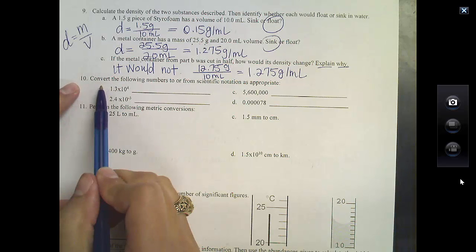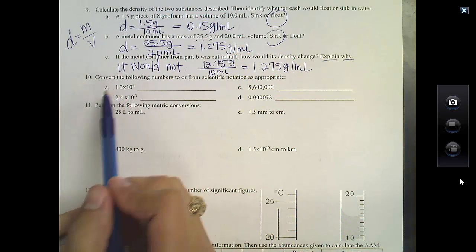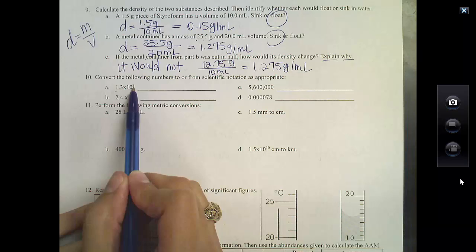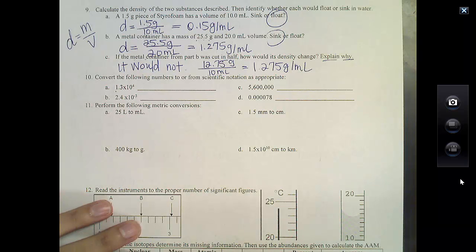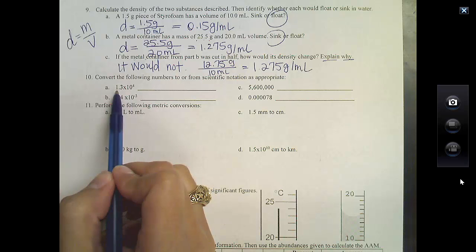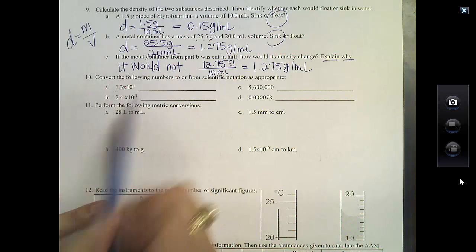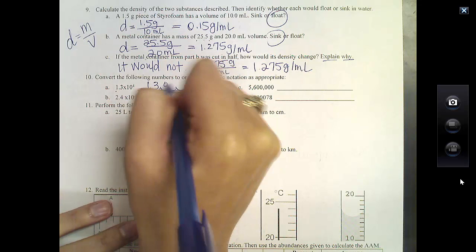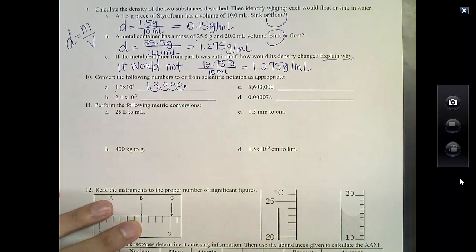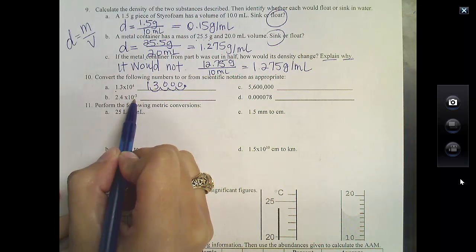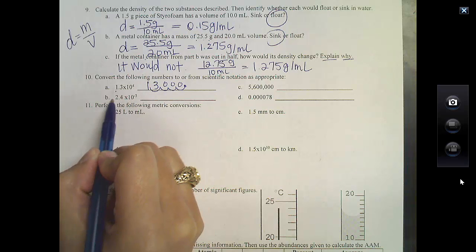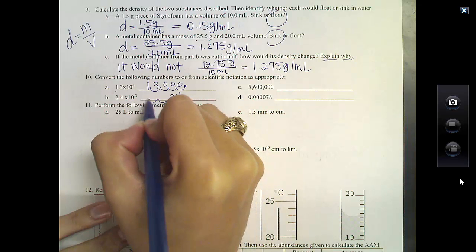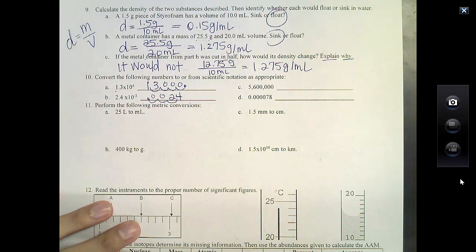Number 10 says convert the following numbers to or from scientific notation as appropriate. So we can see this number is already in scientific notation. So 1.3 times 10 to the 4th. That 4 means I move my decimal 4 times. It's positive, so that means this is a big number, and I should move my zeros to the end of the number. So I have 1, 1, 2, 3, 4, and you get 13,000. When there's a negative exponent, that means that this is a small number, and so I should move my decimal in the front of the number. So I start with 24, I move it 1, 2, 3, and I get 0.0024.